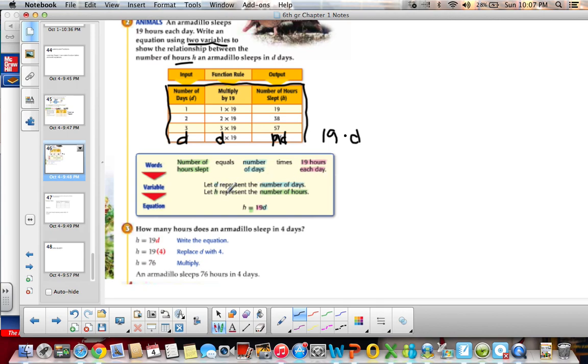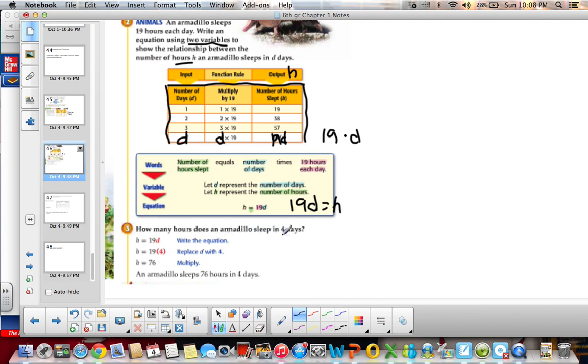Okay, so if D is the number of days and H is the number of hours, we know that H, that's our output, will equal 19 times D, okay? So if we write it like this, however many days, we multiply it by 19, we get our total number of hours.